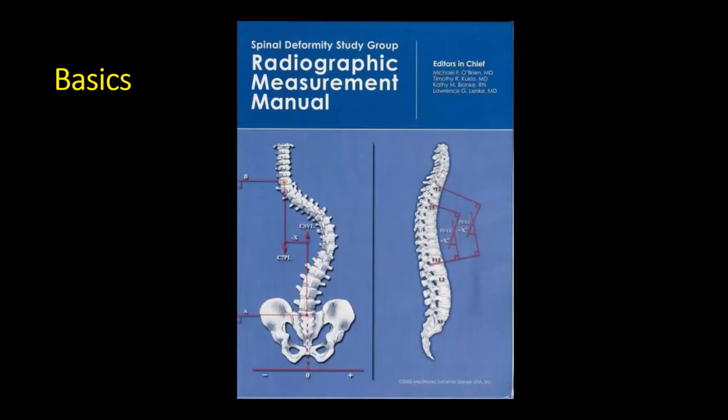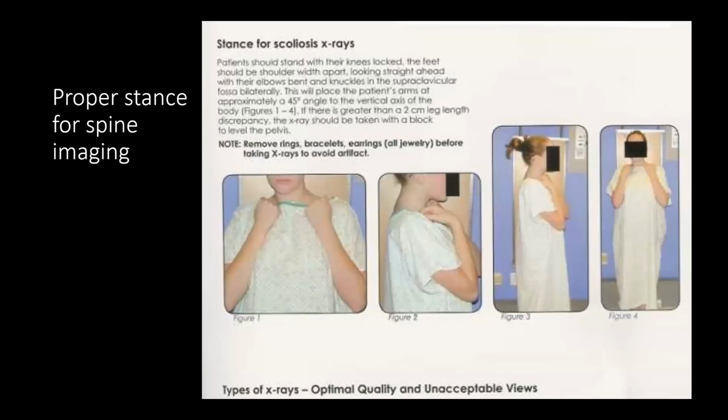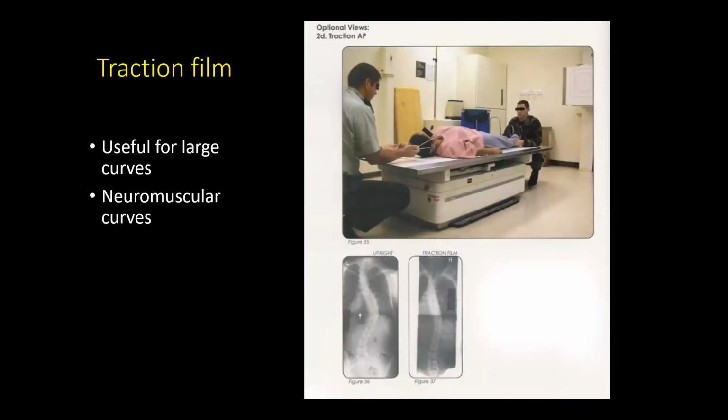As far as the basics, the SRS manual is still really useful, especially for research. It does show things like the proper stance for imaging. Traction films are very useful for large curves and neuromuscular curves.